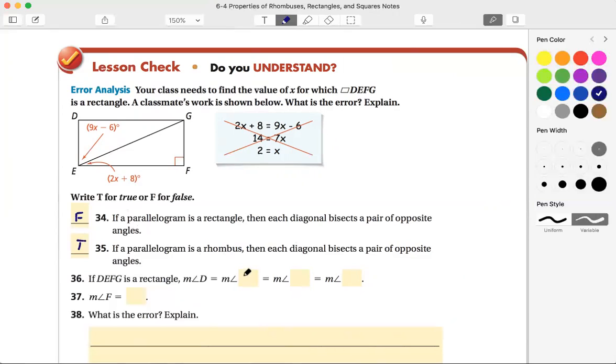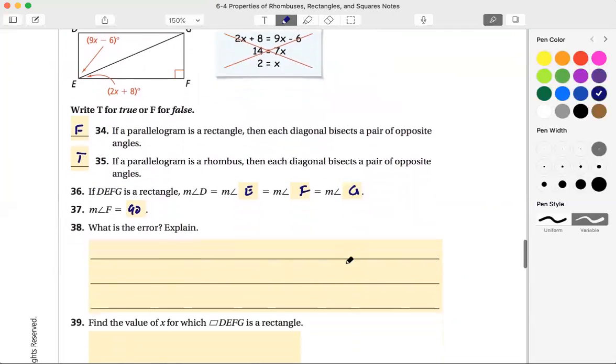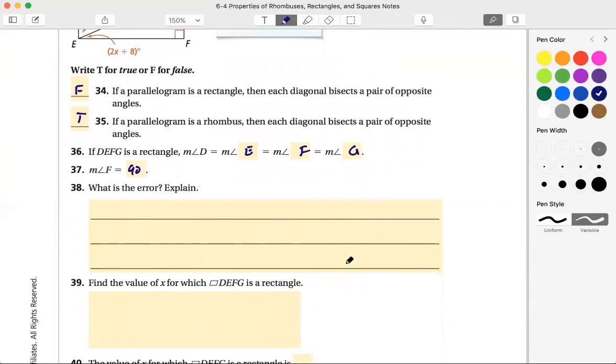Since it's a rectangle, we know angle D equals E equals F equals G. We know angle F equals 90. So the error is the diagonals of a rhombus bisect this pair, but not the diagonals of a rectangle. So the expression should equal 90, not each other.